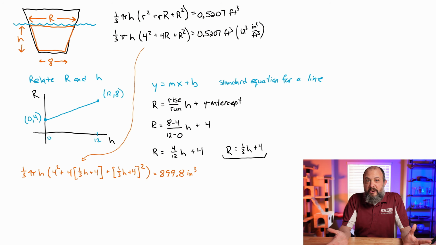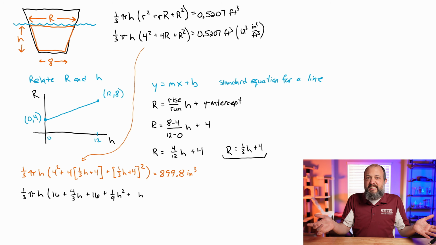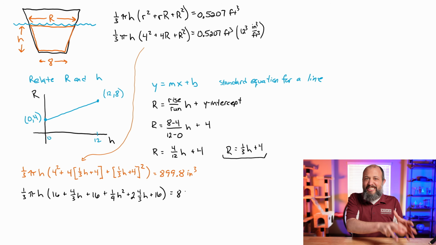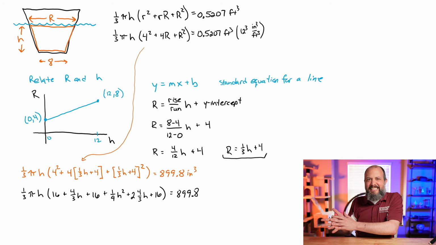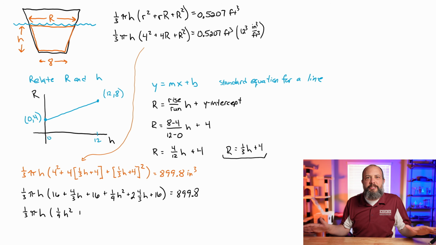And now the tedious algebra. Since we've got big R squared, you're going to have to FOIL this term out. We've got a 4 that we can distribute into this middle term. And of course, let's not forget these 4 and 8 are in inches, but that volume on the right-hand side is in cubic feet. So let's also convert that cubic feet to cubic inches to make sure that all of our units are going to match up again.